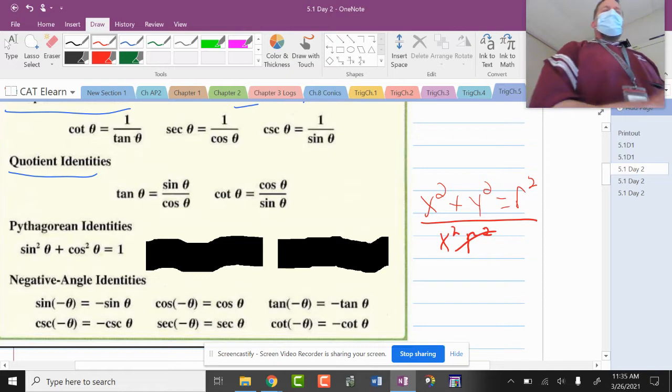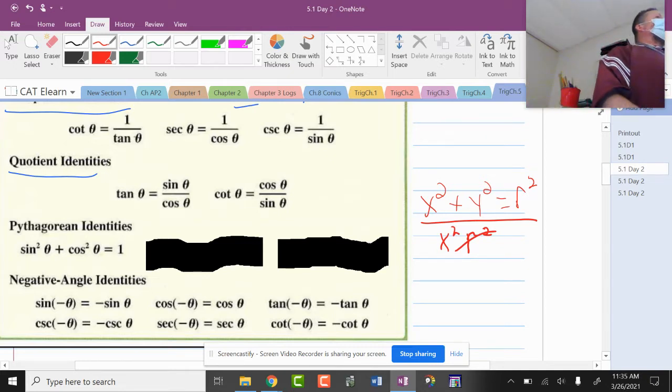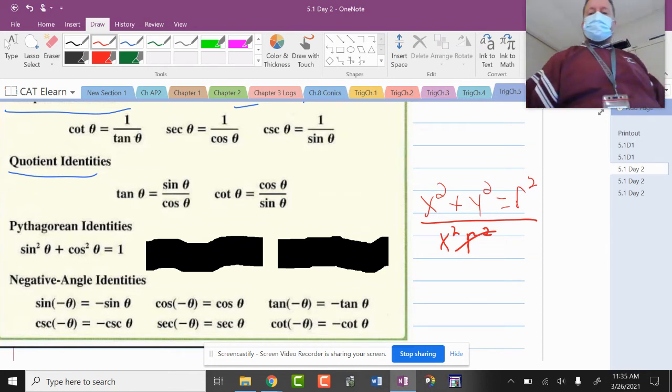Okay, then let's do what he said. X squared. X squared over x squared is 1. What's y over x since chapter 1? Tangent. What's r over x? X over r over x. That's what I do in my head. That's secant, right? Since chapter 1.